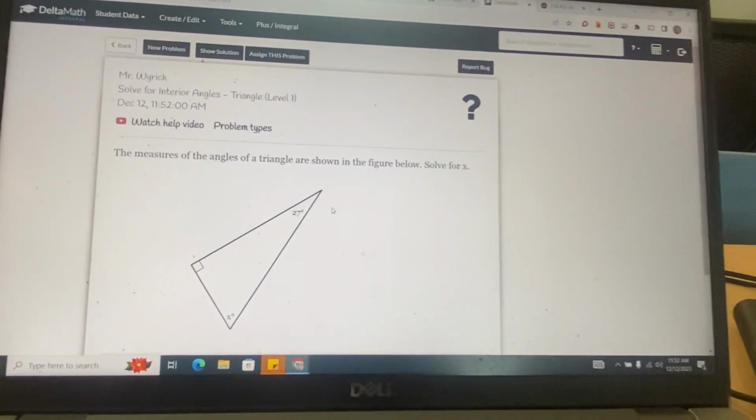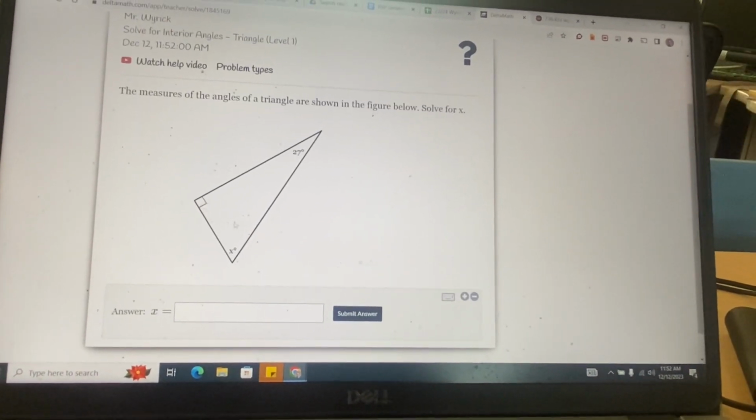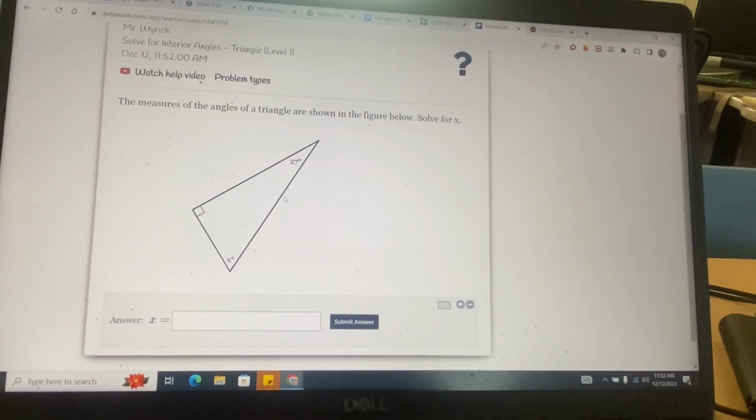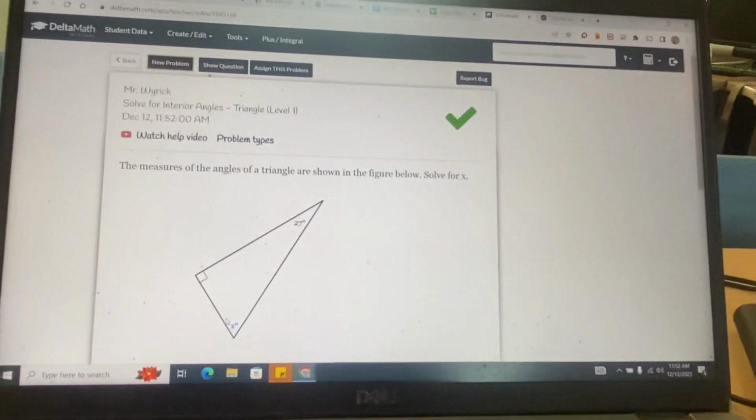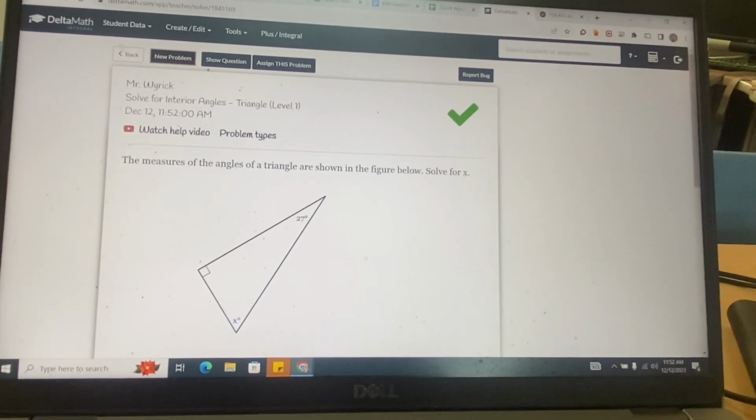Solving for interior angles. Remember, all 3 angles have to add up to 180. So this one should be 63. Okay, just make sure they all add up to 180.